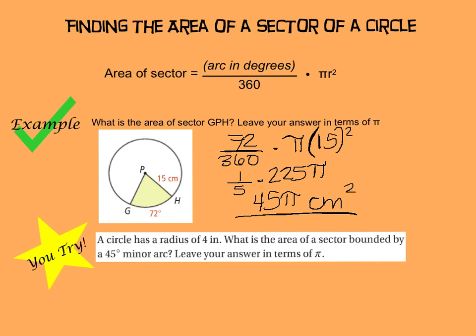So now you try. It says a circle has a radius of 4 inches. What is the area of a sector bounded by a 45-degree minor arc? Leave your answer in terms of pi. This vocab right here, minor arc, a minor arc is just an arc that's smaller than a semicircle. So remember, a semicircle, the arc for that would be 180 degrees. So since this says it's a sector bounded by a 45-degree minor arc, well, 45 degrees is smaller than 180, so it's just using this vocab of minor arc right here. So nothing to be concerned with. Go ahead and try this problem.